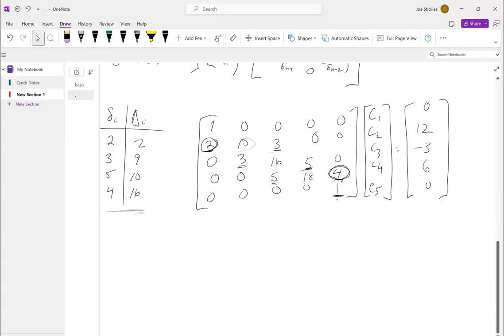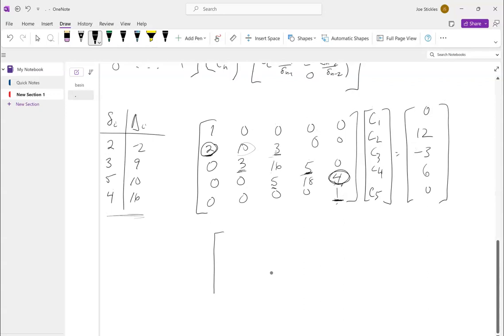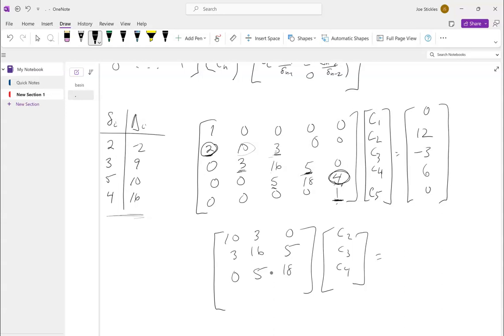So we can really reduce this down to 10, 3, 0, 3, 16, 5, 0, 5, 18 times C2, C3, C4 equals 12, negative 3, 6. I know C1 is 0. I know C5 is 0.